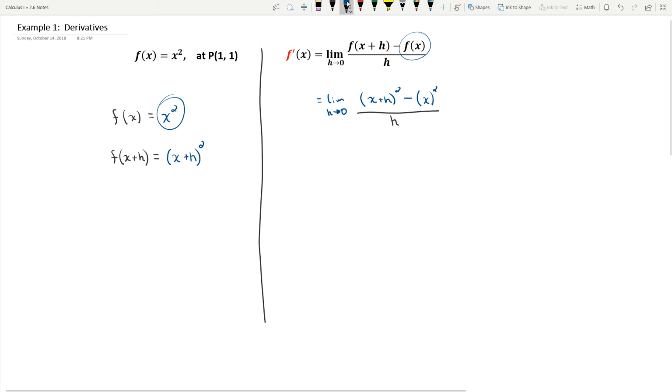So let's continue. So now we're going to factor x plus h squared. So we will have the limit as h approaches 0, and we are going to end up with x squared plus 2xh plus h squared minus x squared divided by h.